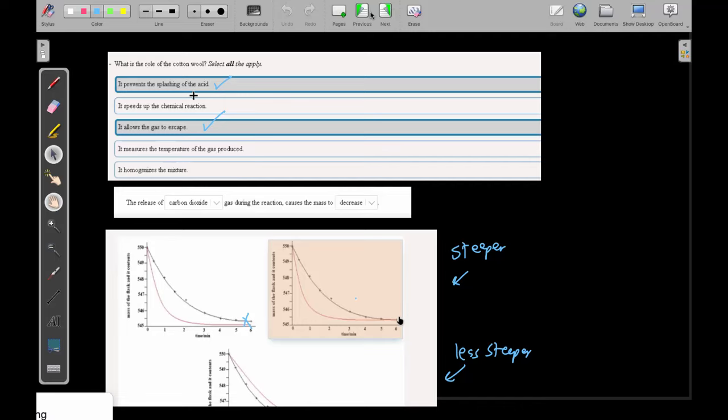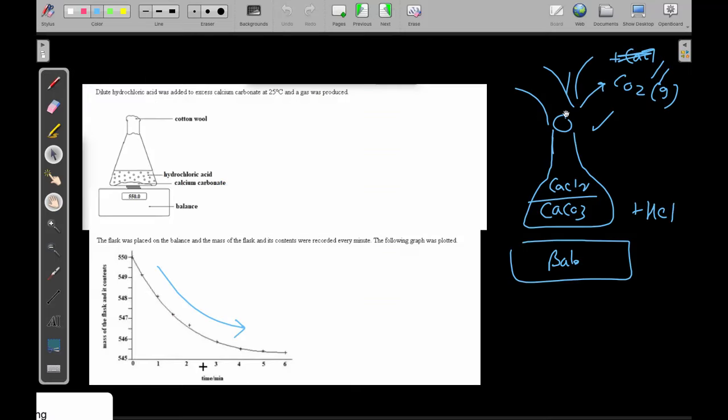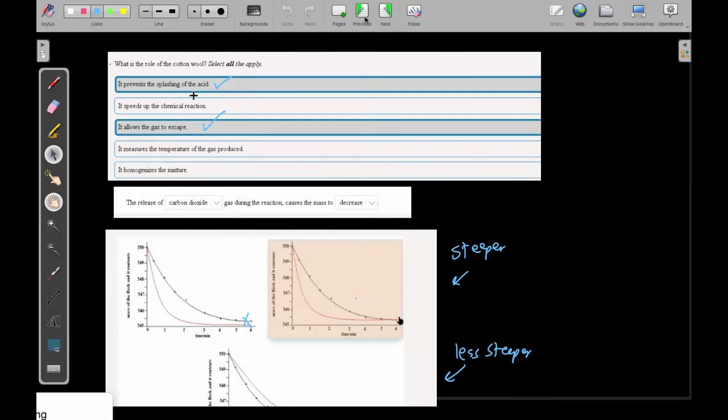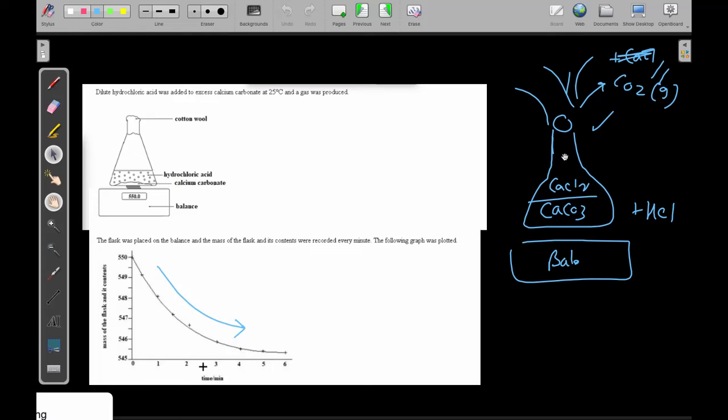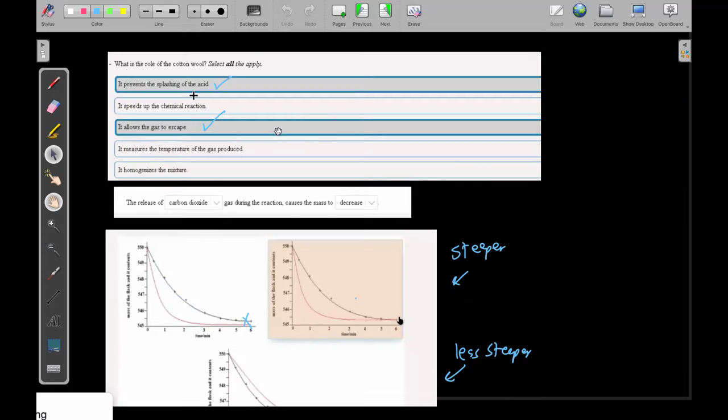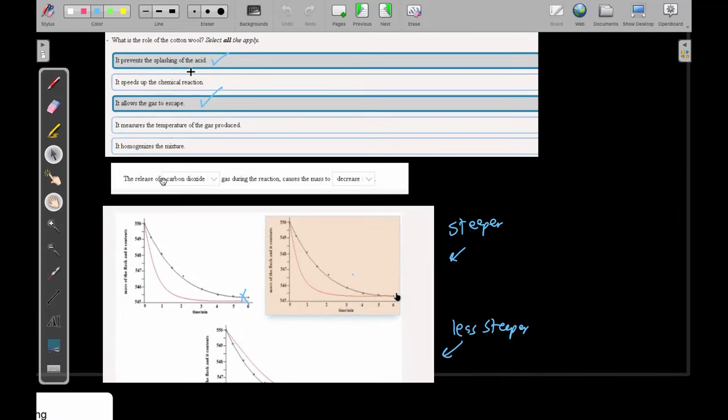If you put a normal stopper instead of the cotton wool, then the gas will not go out. So the mass will not decrease, because whatever carbon dioxide is produced will stay inside the glass. So the release of carbon dioxide causes the mass to decrease, which is the correct curve here. This is the original curve.